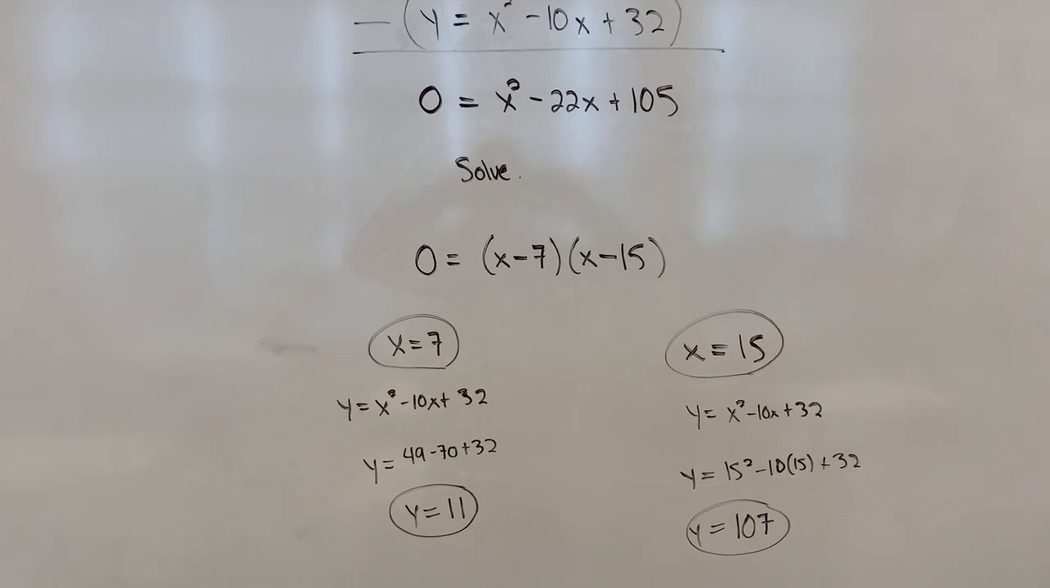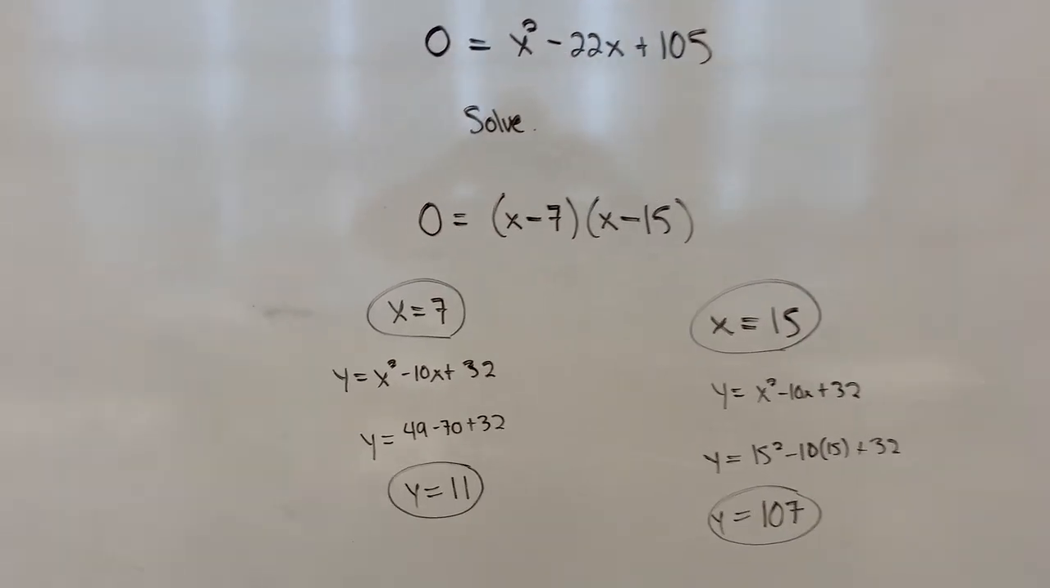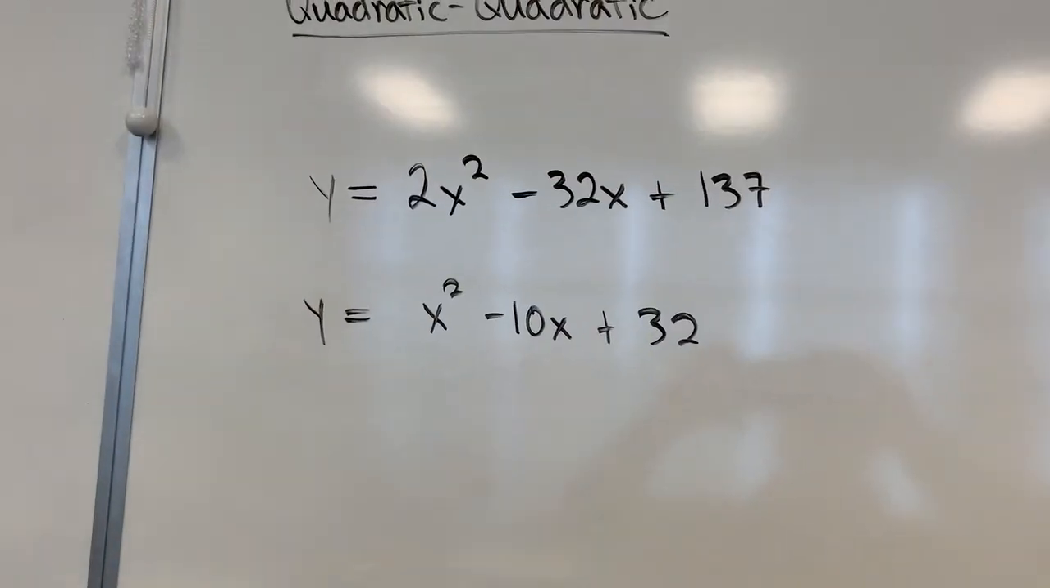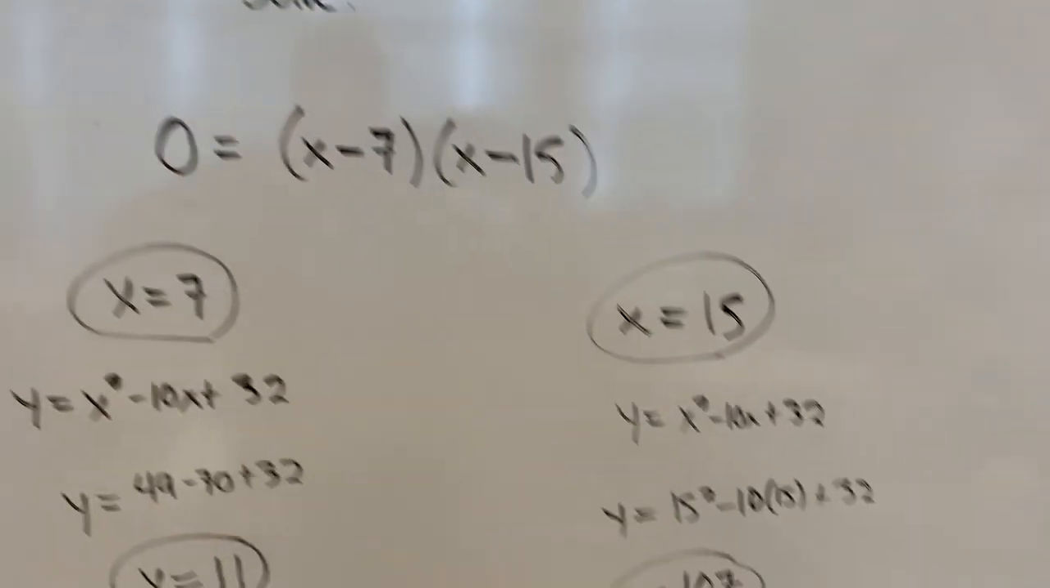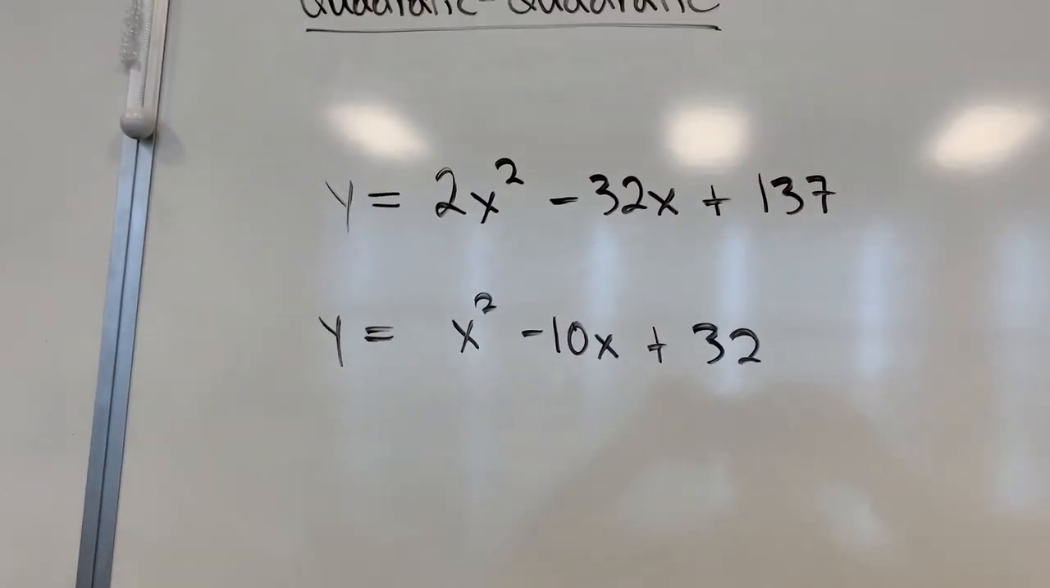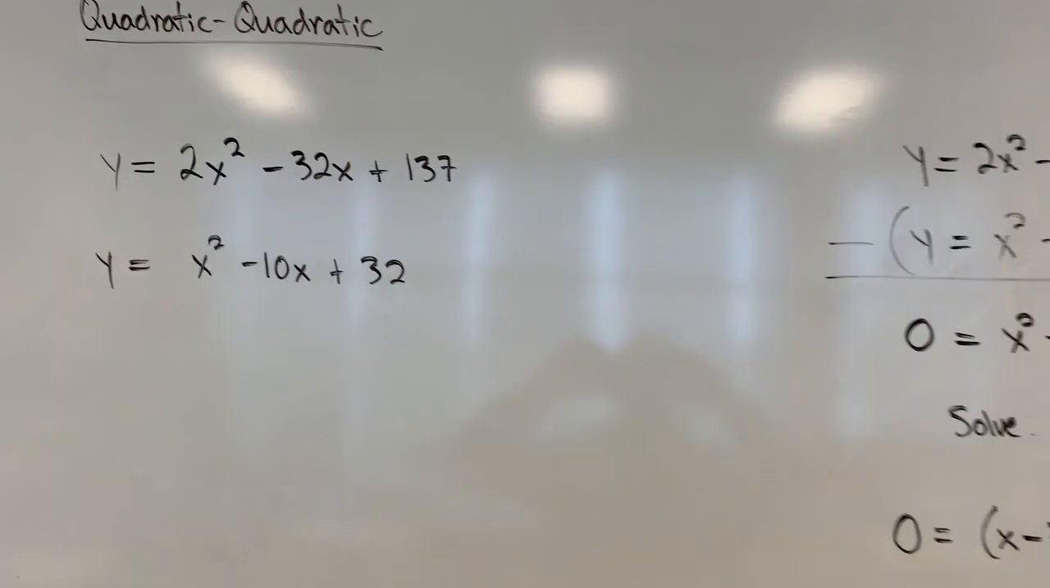We've done it algebraically, and if you're at all questioning your answers, try putting x equals 7, y equals 11 into either one of those two equations. Try putting x equals 15, y equals 107 into those two equations, and they should be satisfied every time.